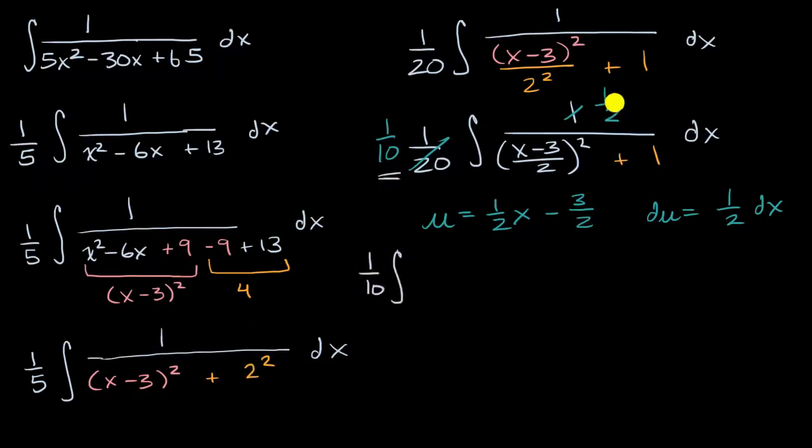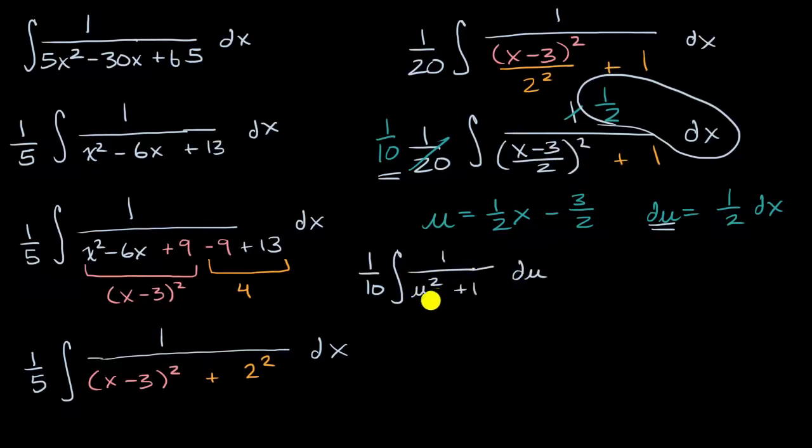And so doing my u substitution, I get 1/10 times the integral of, well, I have 1/2 dx right over here, which is the same thing as du. So I could put the du either in the numerator or out here. And then I have 1 over u squared plus 1. Now you might immediately recognize, what's the derivative of arctan of u? Well, that would be 1 over u squared plus 1. So this is going to be equal to 1/10 times the arctangent of u. And of course, we can't forget our big constant c because we're taking an indefinite integral.